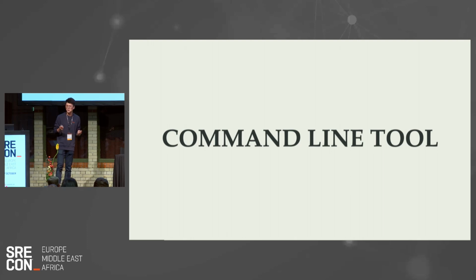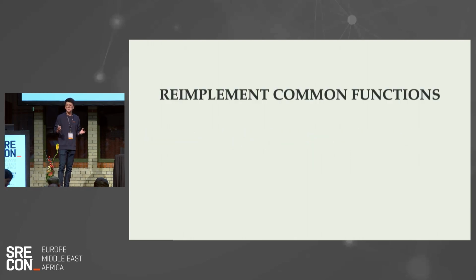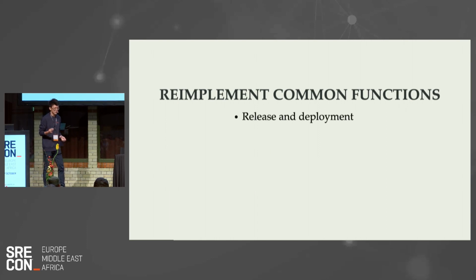So here is what we found when we developed command line tools at Criteo. There are some common functions that we have been reinventing again and again. For example, release and deployment. At Criteo, if you write a Hello World application, the CI/CD pipeline is just there. You don't need to worry about that. You just build and deploy into production, a whole pipeline doing that.